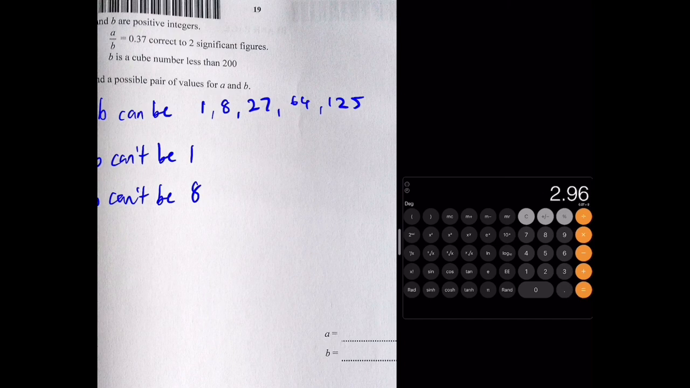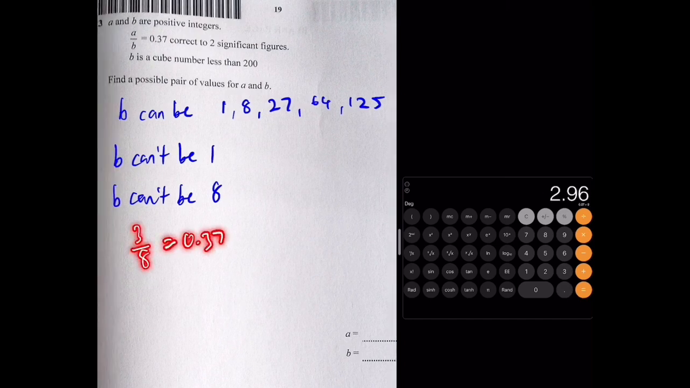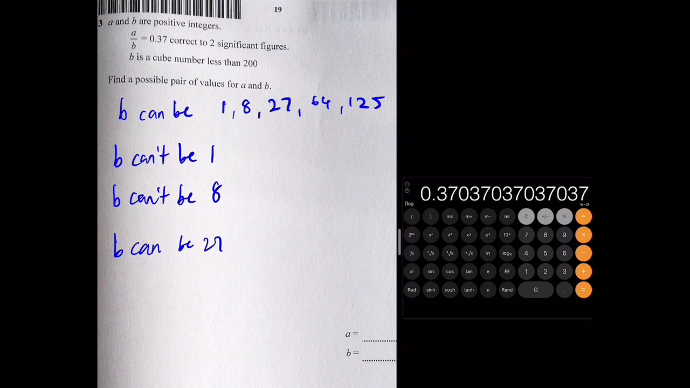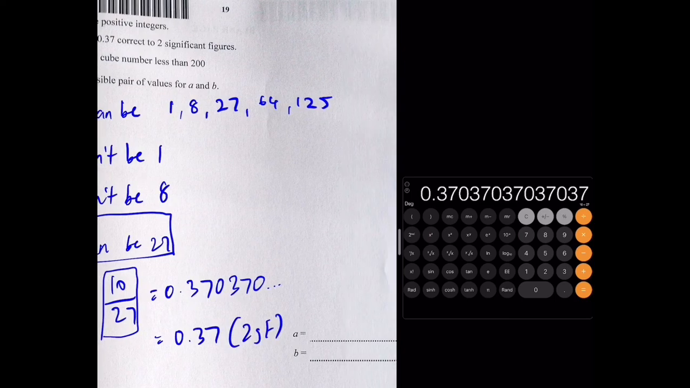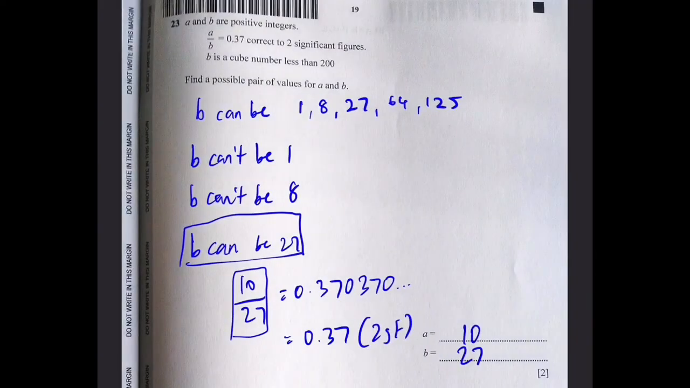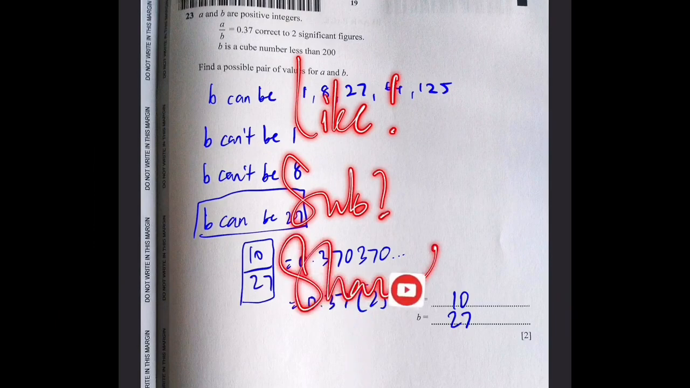Let's try. 3 over 8 is 0.375, so you cannot use it. Let's try another number. If you round this number to two significant figures, it will be 0.37, so 10 over 27. So A equals 10 and B equals 27. You can use different numbers if you want.